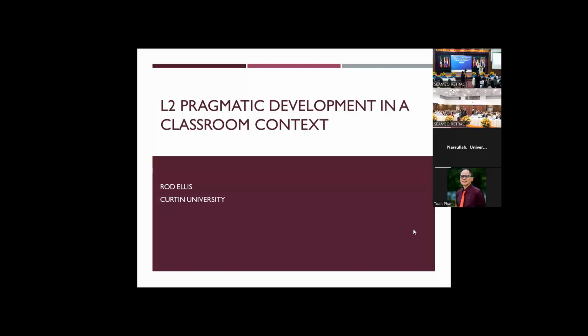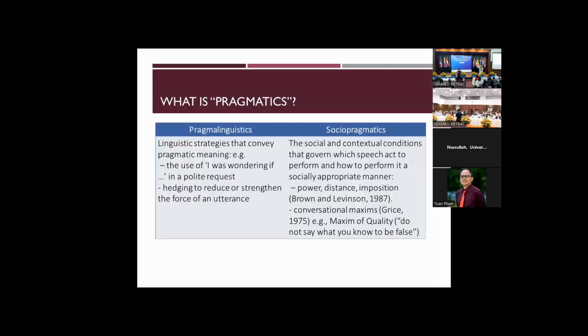Okay, and my topic is L2 pragmatic development in a classroom context. In a lot of my other plenary talks here, I tended to make them very teacher-oriented. This one is going to be a little bit more research-oriented, and it's going to talk about two studies that I have conducted at different times during my long career, investigating pragmatic development in a classroom context.